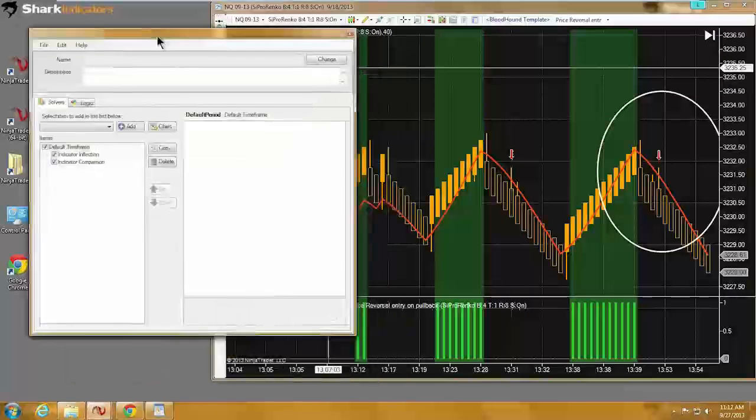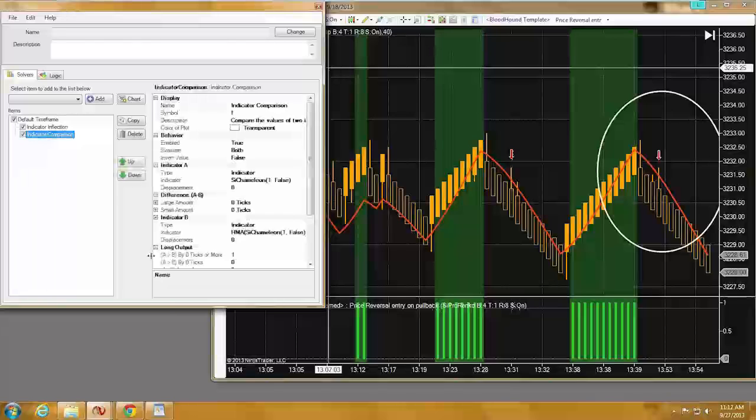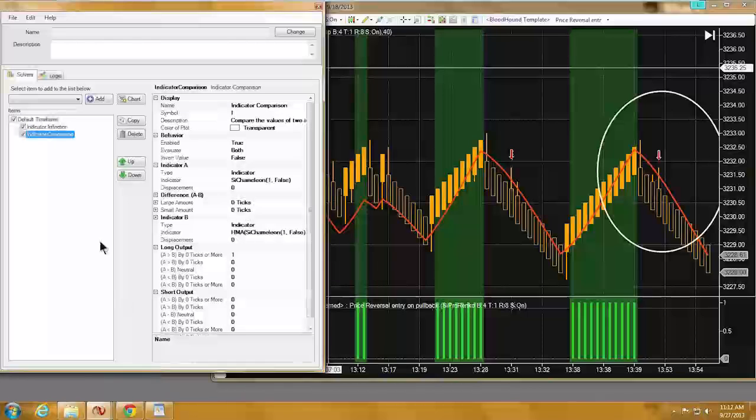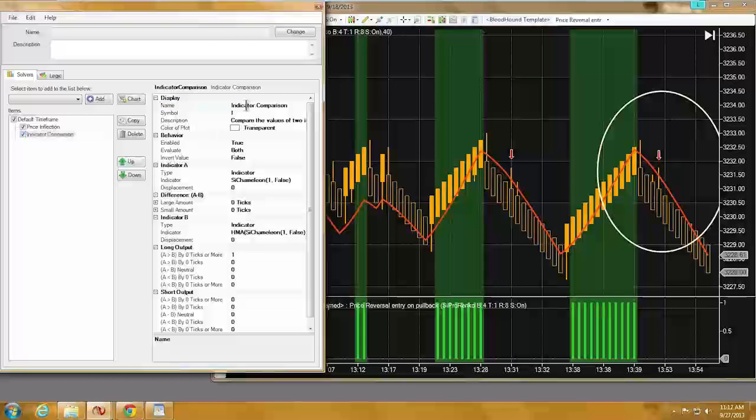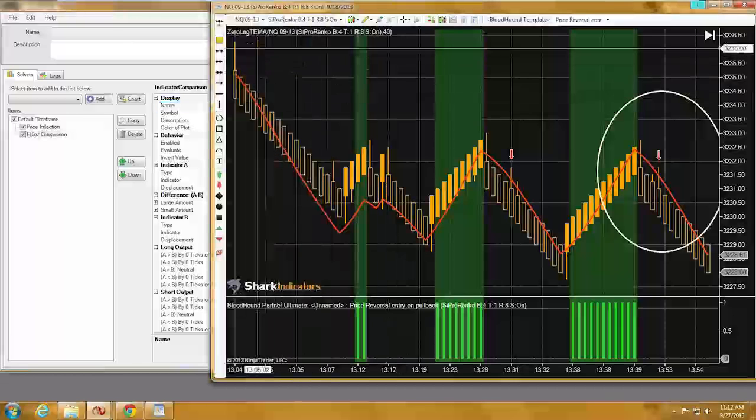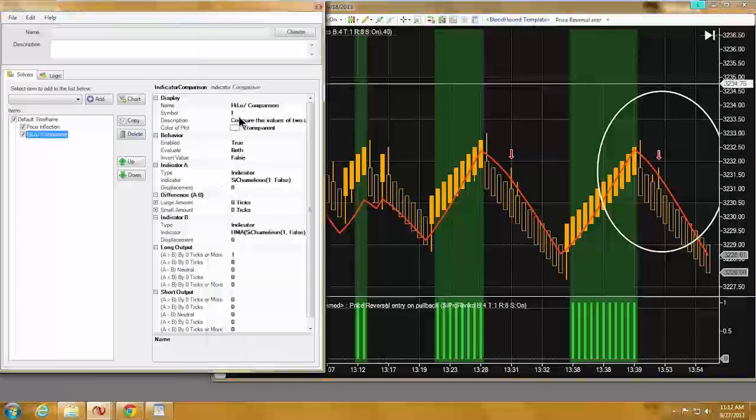So let me go in and adjust the comparison solver. First, I should give this a name. This is looking for the price inflection, and this comparison is the high and low to, what was that? The zero lag triple EMA. Okay. All right, so the zero lag triple EMA.